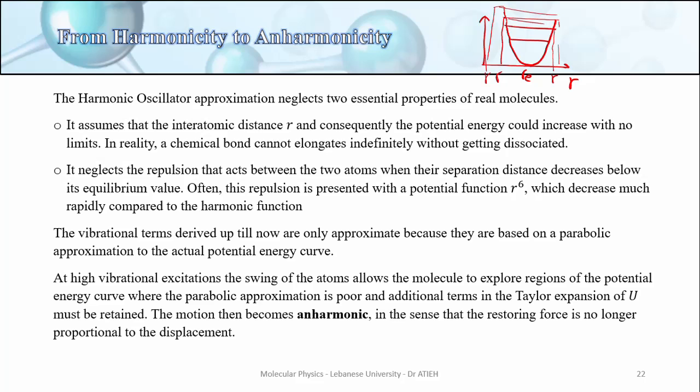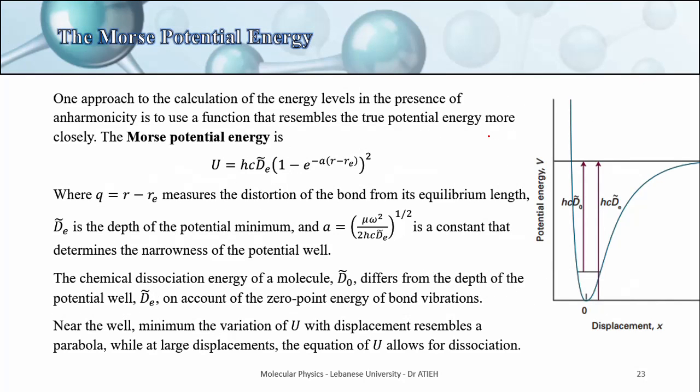So let's see what we have to do. This is the Morse potential energy. One approach to the calculation of the energy levels in the presence of anharmonicity is to use a function that resembles the true potential energy more closely. So, as you can see, this potential is closer to reality than the one we have taken.